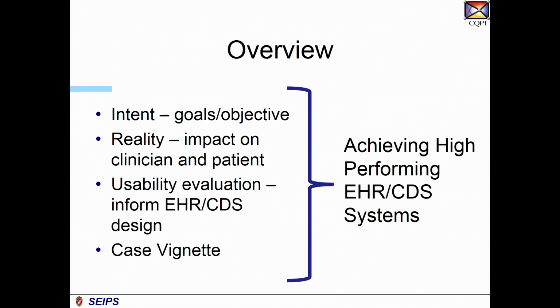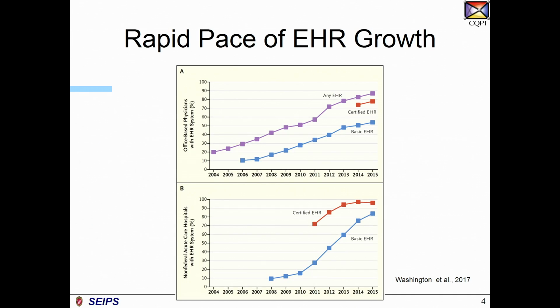So today, I'm going to talk about a few areas in the goal of trying to talk about how do we achieve high-performing EHR and CDS systems. So first of all, no one's surprised here by this graph. We've had a tremendous growth with EHRs in our healthcare systems. And when you think about the complexity of the EHR being introduced into a very complex health system, I don't think when we think about it that way, it's surprising to us some of the challenges that we're encountering. Okay, this isn't a simple transition.